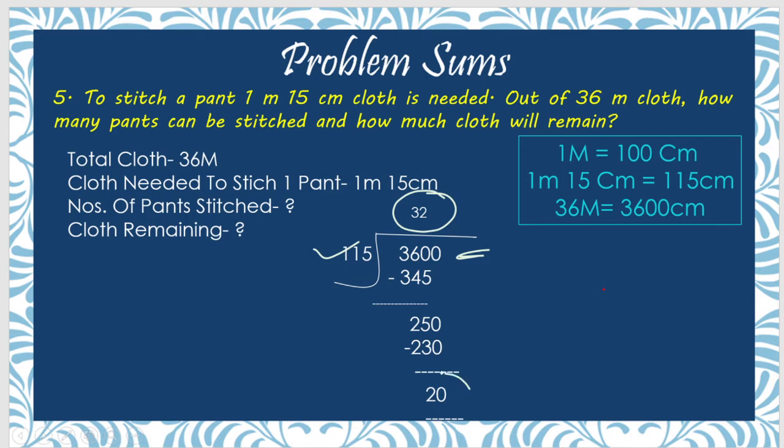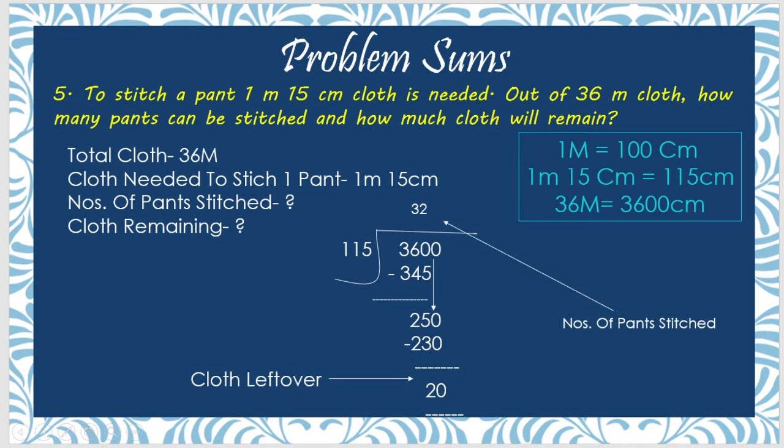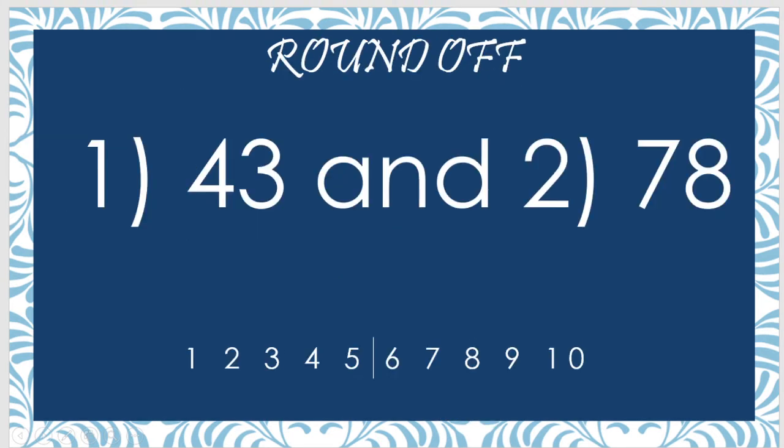And what about this 20? What is this 20? Is this again chocolates? No, this is not the number of chocolates or number of pants. This is the remaining cloth. And what is the unit for this? I will write centimeters. 20 centimeters of cloth is left behind, leftover cloth. So you have to write a unit for 20 centimeters.